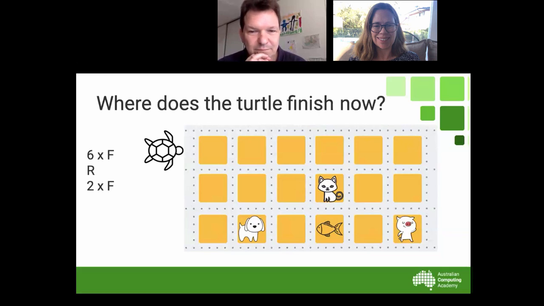Everyone have a go at following this kind of notation. We're using numbers and letters together now. Let me know where the turtle finishes. Have a look at where the turtle starts, right up here at the top left. And we're going to go six forward.